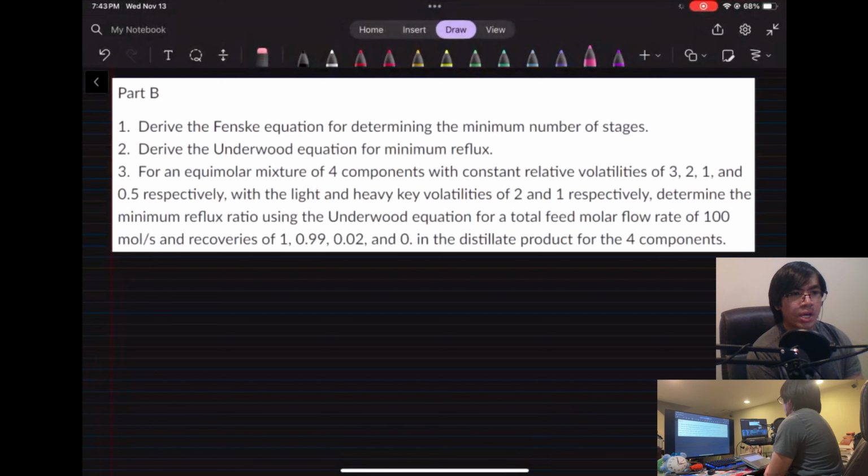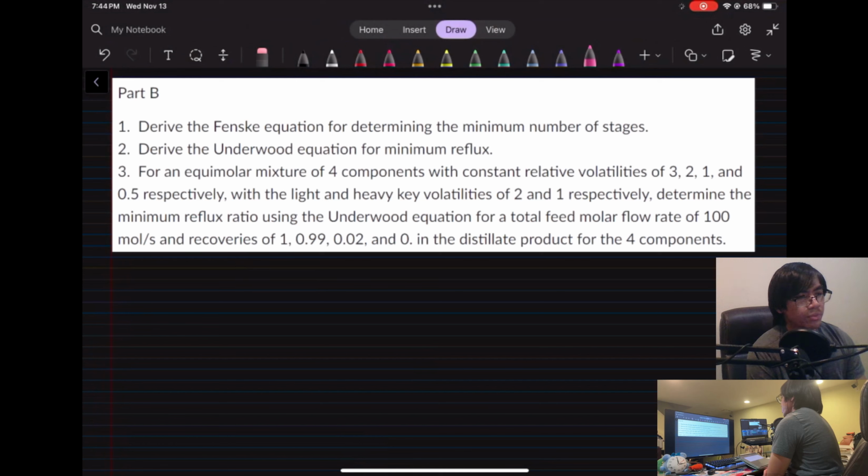Usually we do both the light key and the heavy key for both these equations, allowing us to obtain a ratio with our constant relative volatility after we substitute our, I think it was the partition coefficient or partition constant. I think that's the name, the big K, essentially the vapor mole fraction over our liquid mole fraction, that equilibrium ratio. So once we derive both of those, actually just in Python, right after that, we'll be finding our minimum reflux ratio.